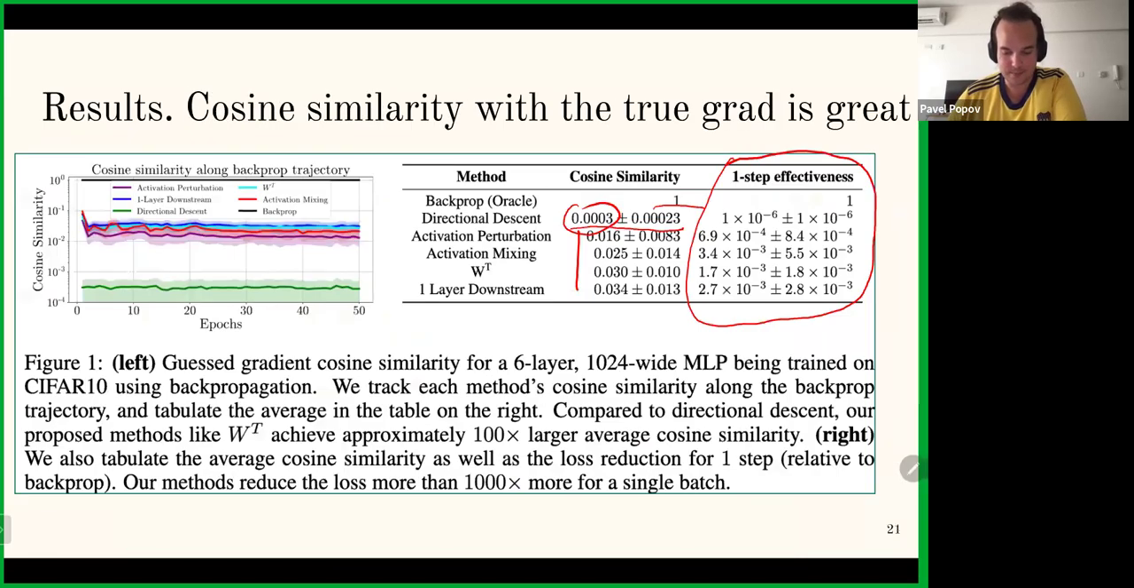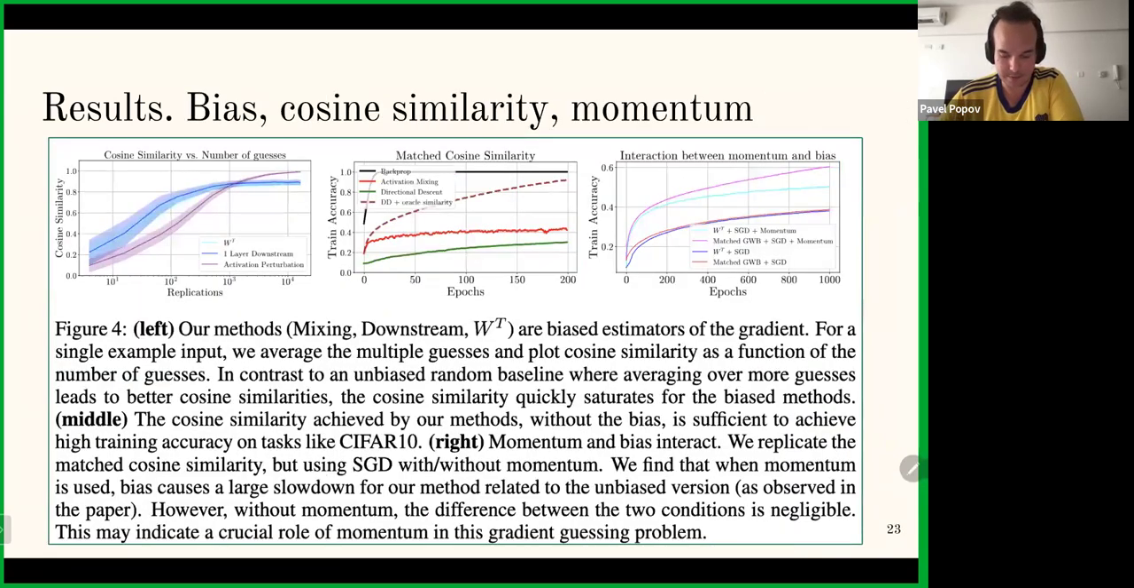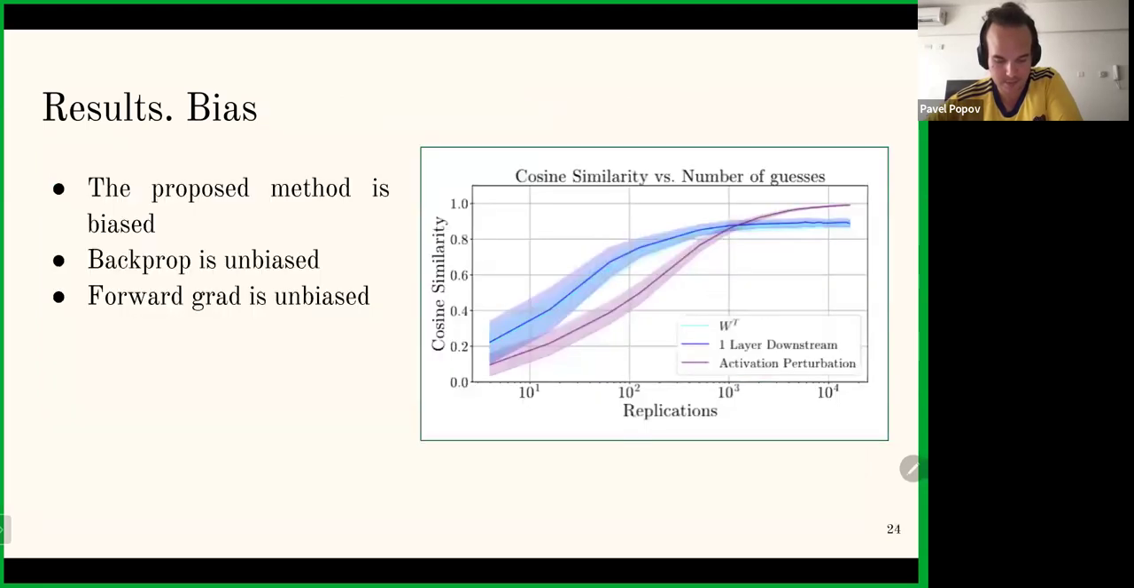Okay, so they established that these methods have good cosine similarity and they can be used to train models. Next, they delve into details. First, they find that this W transpose gradient is actually biased. So that explains one reason why it may be worse than backpropagation.